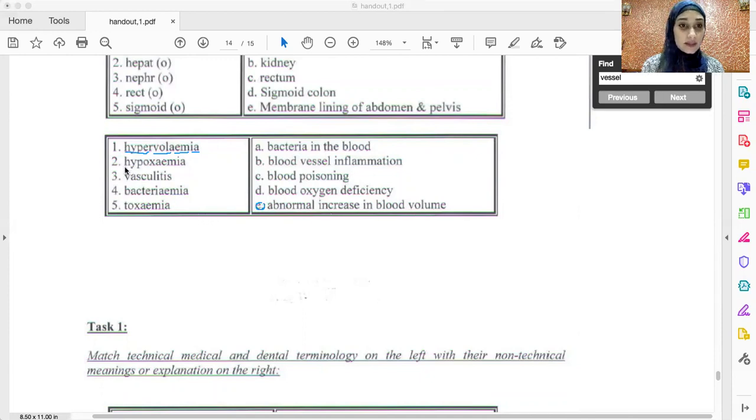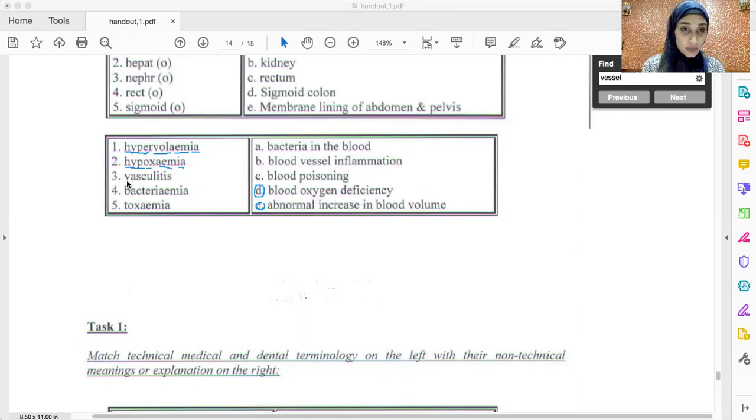Okay, let's see this. Hypoxemia, all right? So hypo means low, ox means oxygen, emia, mu means blood, and ya means condition. So it's the condition of having low oxygen in the blood. So the answer will be number D, blood oxygen deficiency.